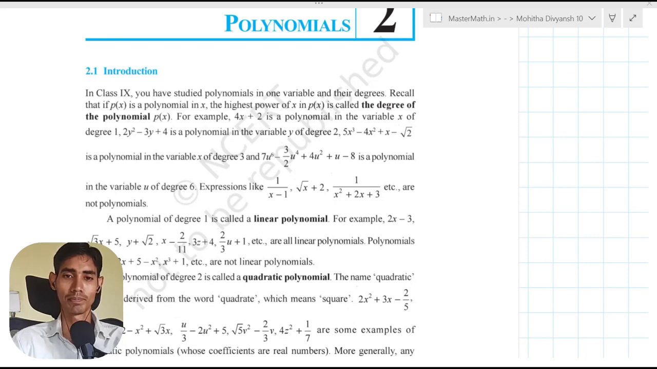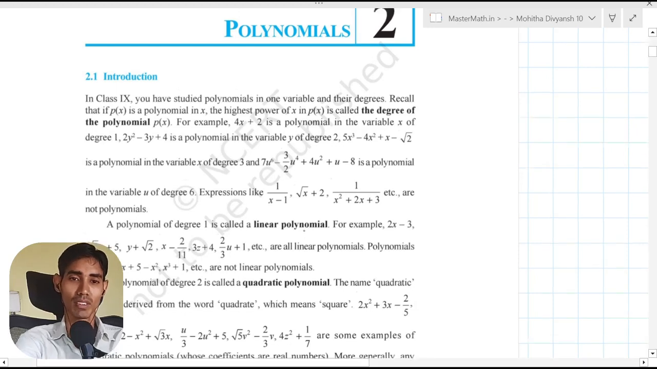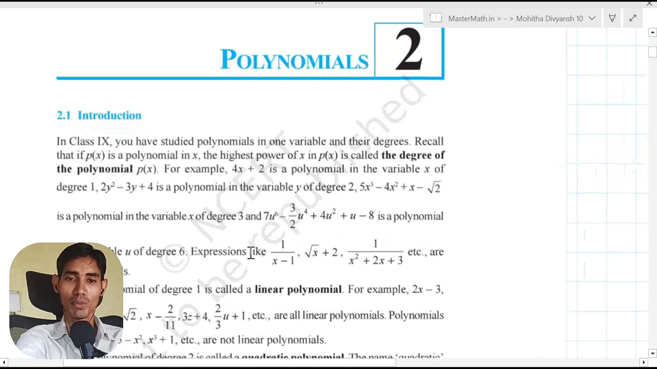All right, so this is the same topic again that we have in our ninth. So this is the continuation of that. So what is the meaning of this word polynomial?